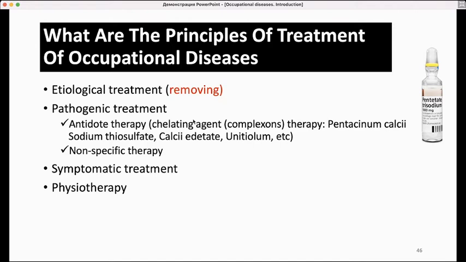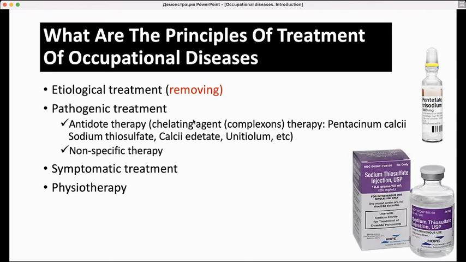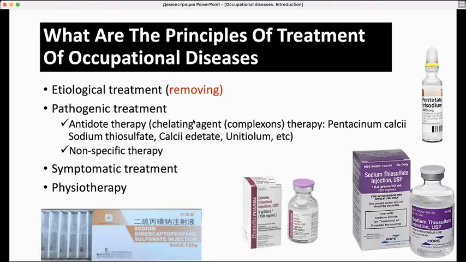And in rehabilitation, we have an option of physiotherapy, massage, gymnastics, something like that. And here are some of the drugs that we can use for patients affected by their work.